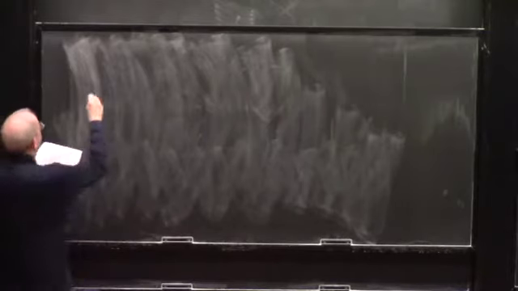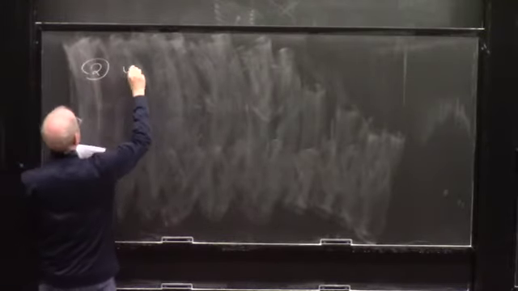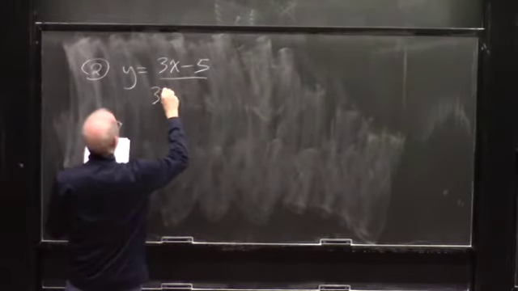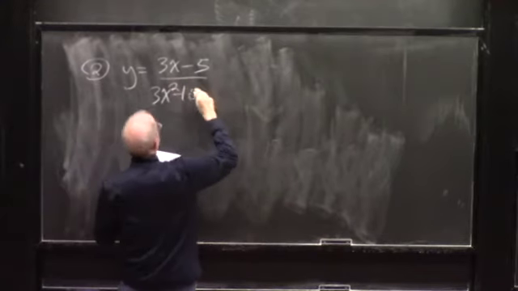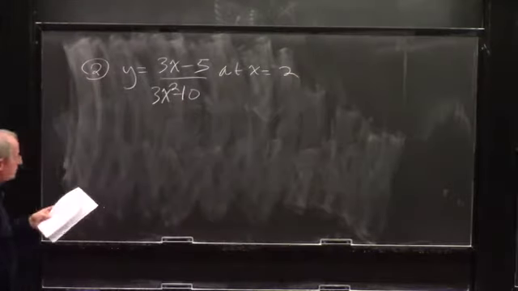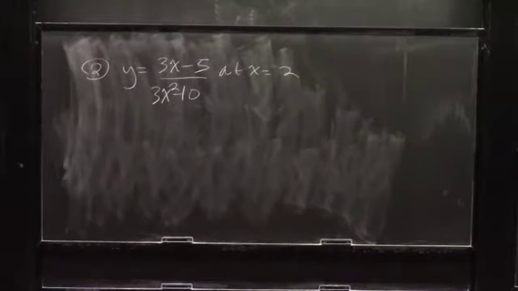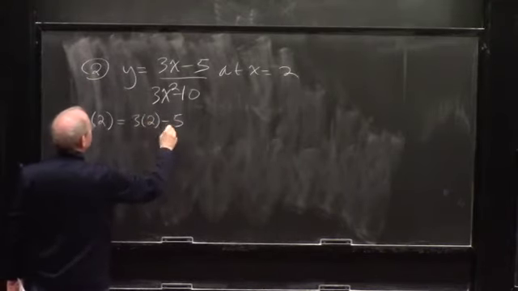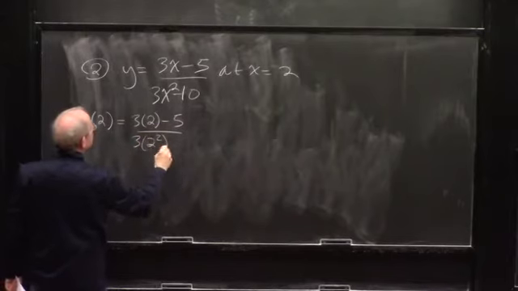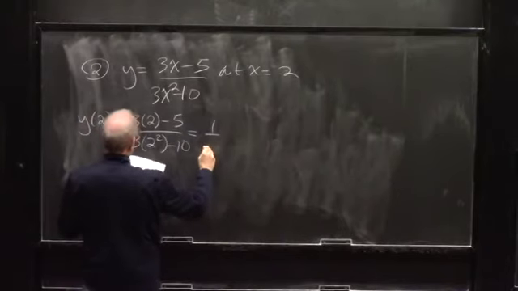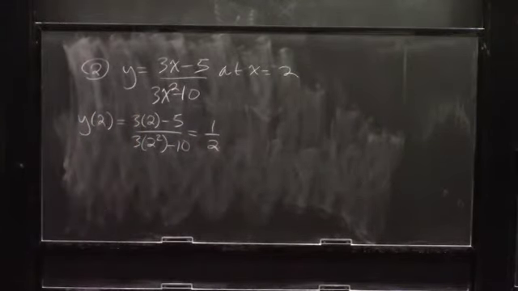All right, number 2. Find the equation of the line tangent to y equals 3x minus 5 over 3x squared minus 10 at x equals 2. Equation of the tangent line. So first, let's find the y value at 2. Y at 2 is 3 times 2 minus 5 over 3 times 2 squared minus 10 equals 1 over 2. That was worth a couple points, just getting the y coordinate.